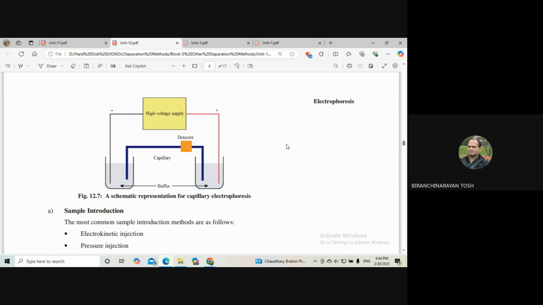The buffer-filled fused silica capillary, which is typically used here, is 10 to 100 micrometers in internal diameter and 40 to 100 centimeters long. It extends between two buffer reservoirs, as shown in the figure, and also holds platinum electrodes.